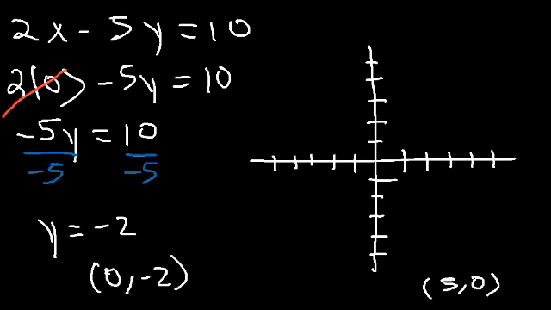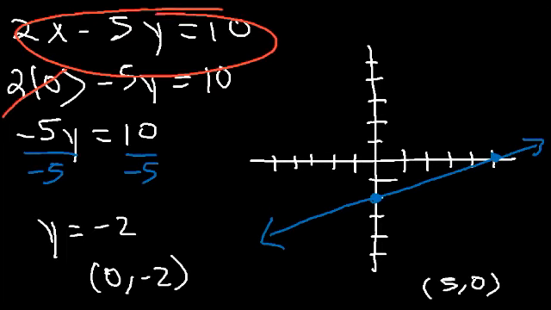So what we need to do is plot those 2 points. So here's 0, negative 2, and over here we have the point 5, 0. And then simply connect those 2 points with a line, and that's how you can graph an equation in standard form.